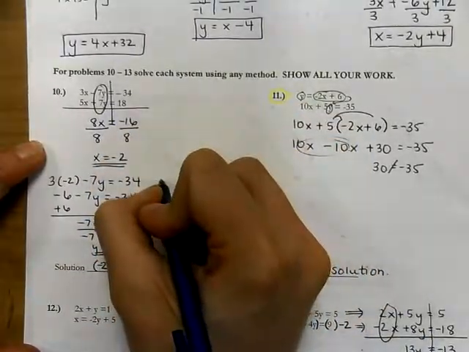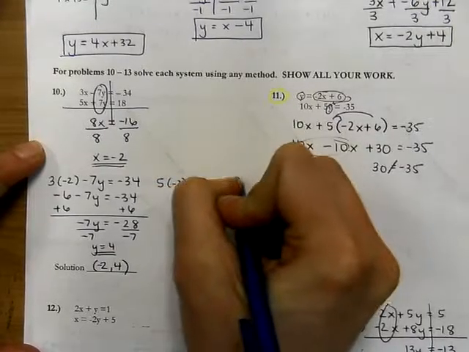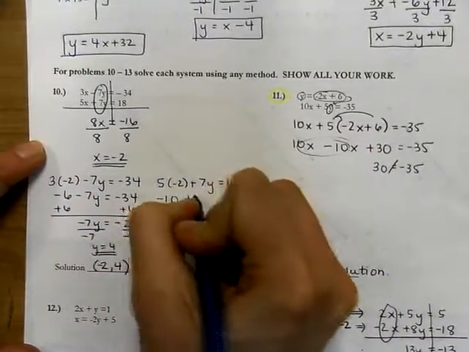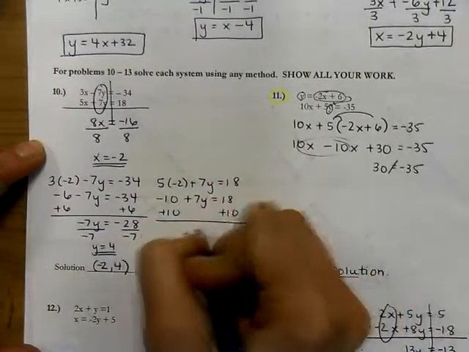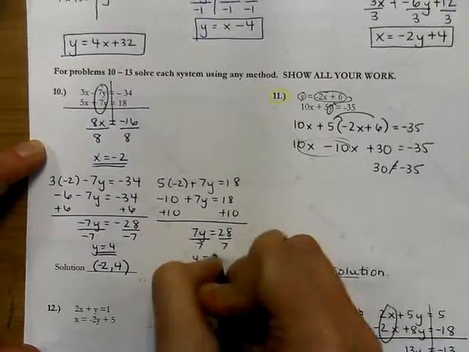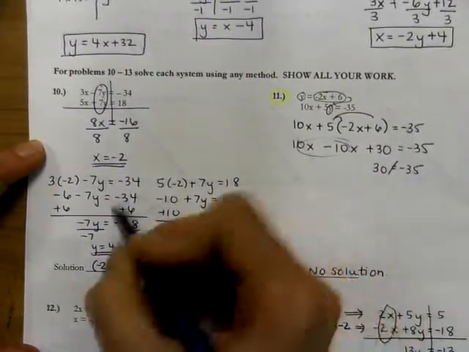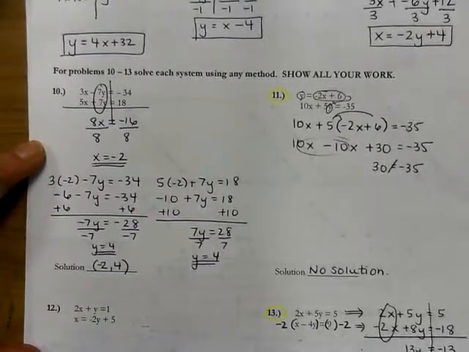Let's double check. Even if I did the other equation, I still should get the same answer, because remember that the solution is going to be a solution to both equations. So I should get the same answer no matter what. So now when I add 10 to both sides, I get 7y equals a positive 28, and when I divide, I get y equals 4. So notice, it doesn't matter which equation you substitute in for, you're still going to get the same answer as long as we didn't make an arithmetic error.